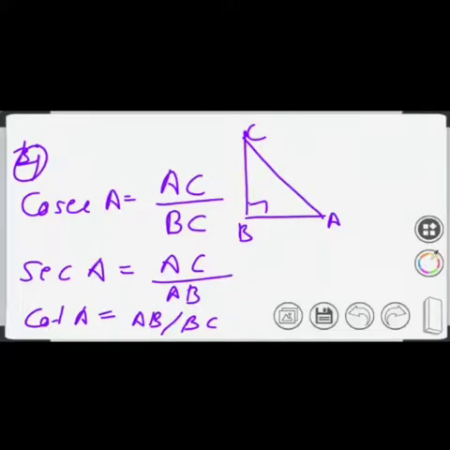So we have to learn all these 6 ratios very well for doing the rest of the properties, identities, formulas or numericals based on trigonometry. So in the next session, we will study how to apply these ratios in finding the solution for trigonometry based questions. Thank you.